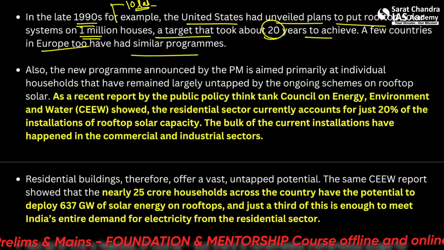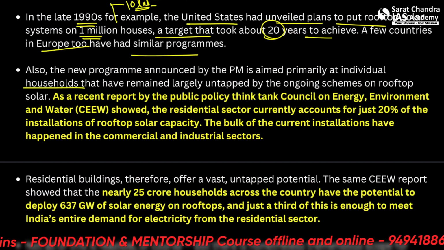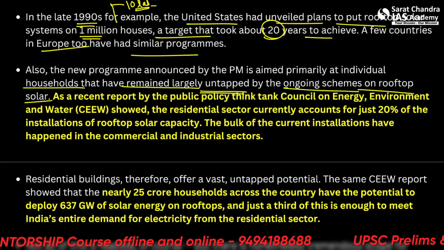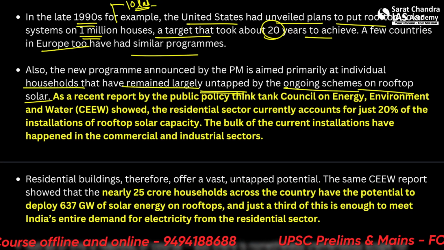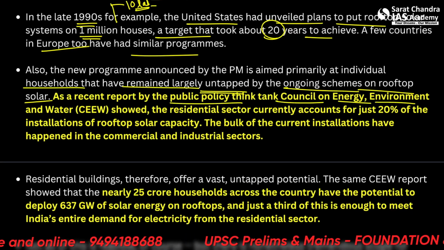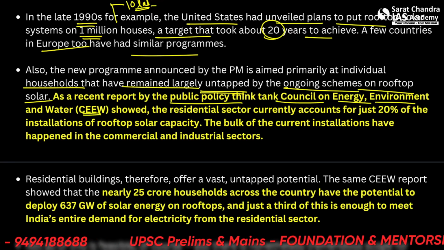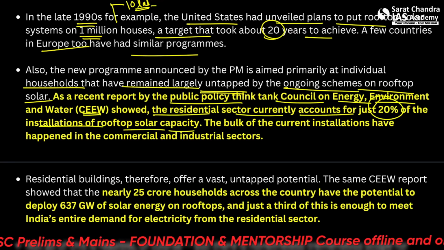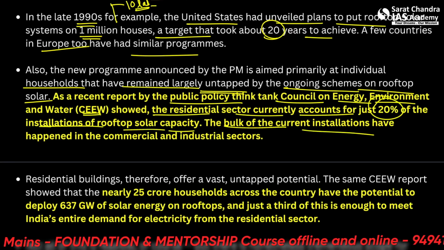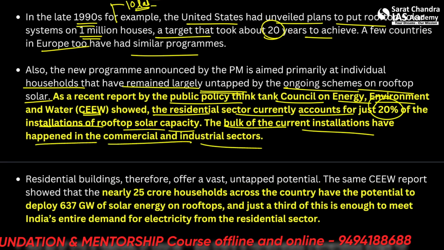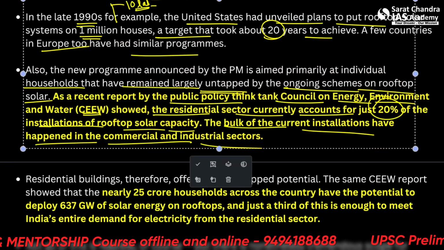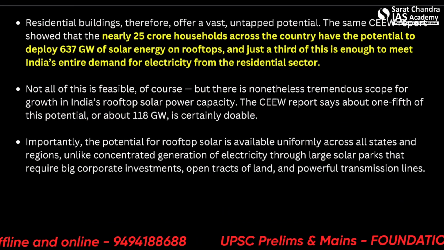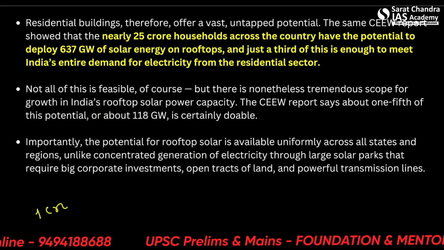Also, the new program announced by PM is aimed primarily at individual households that have remained largely untapped by the ongoing schemes on rooftop solar. As a recent report by the public policy think tank Council on Energy, Environment and Water, CEEW, says, the residential sector currently accounts for just 20% of the installation of rooftop solar capacity. The bulk of the current installation have happened in the commercial and industrial sectors. So what we need to do is utilize the residential houses to install the solar capacity, and the aim is to do so at 1 crore houses.